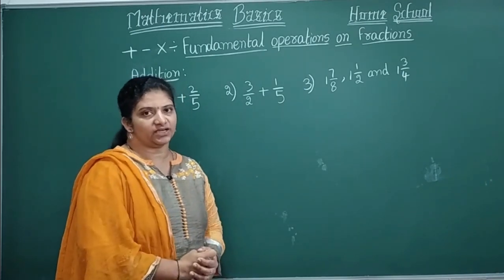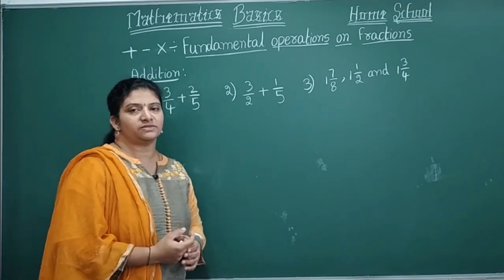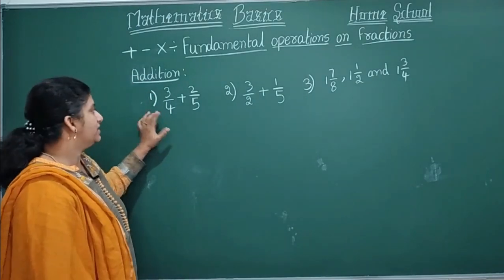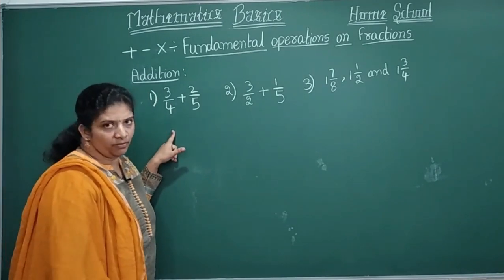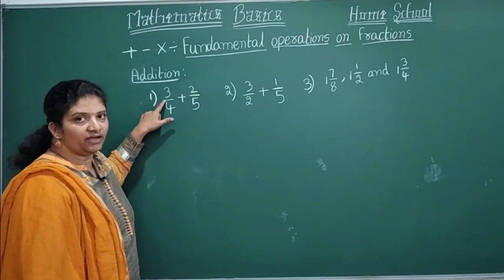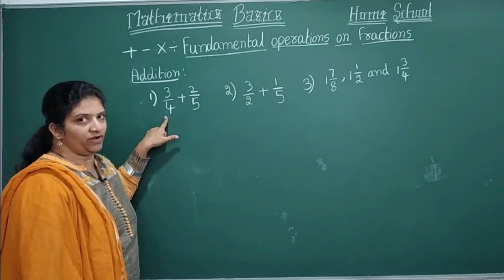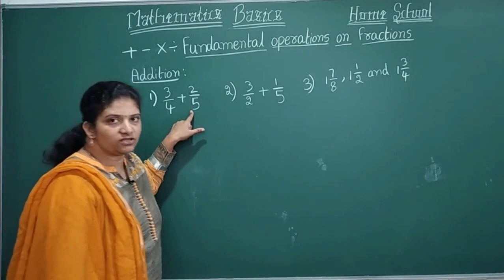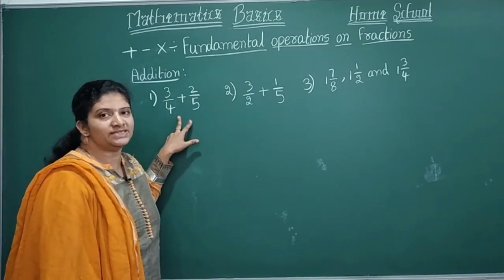There are two methods here, children. I'll explain the first simple method, then I'm going to explain the second method also. Look here, for this fraction, identify whether it is a proper or improper fraction. 3 by 4, where the numerator is less than the denominator, is a proper fraction. And 2 by 5 is also a proper fraction. So we are going to sum up two proper fractions.